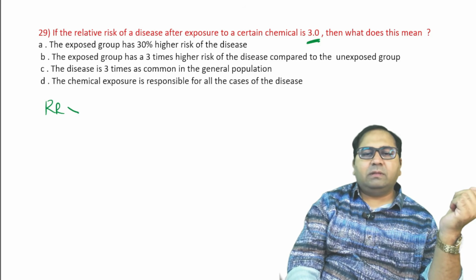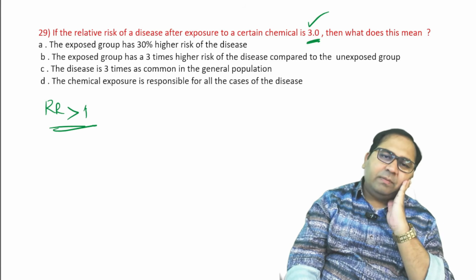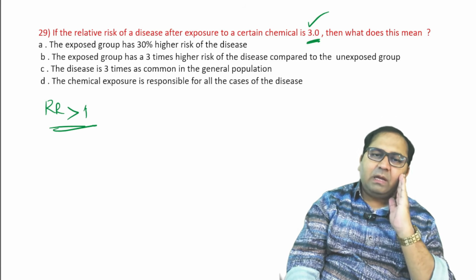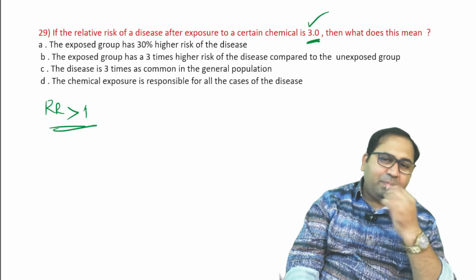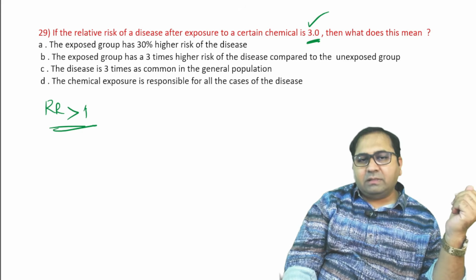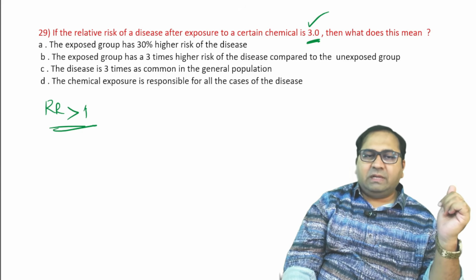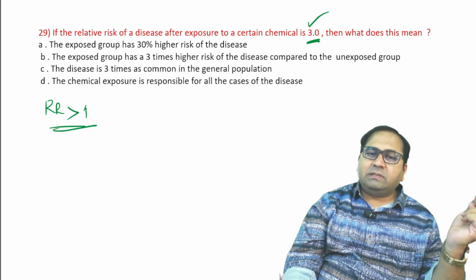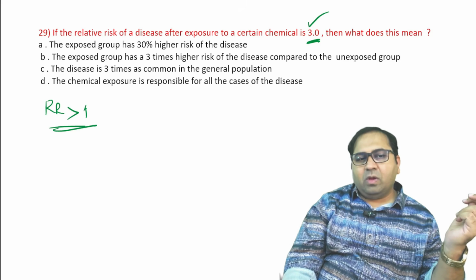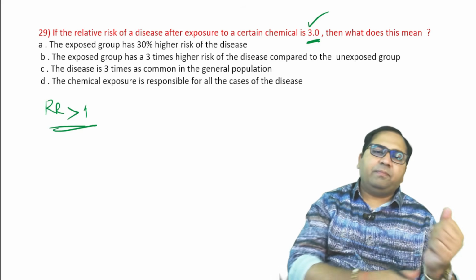Relative risk is more than 1. Basically, it is 3. Okay. So options are A, that the exposed group has 30% higher risk of the disease, or B, that the exposed group has 3 times higher risk of the disease compared to the unexposed group, or C, that the disease is 3 times as common in the general population, or option D, that the chemical exposure is responsible for all the cases of the disease.